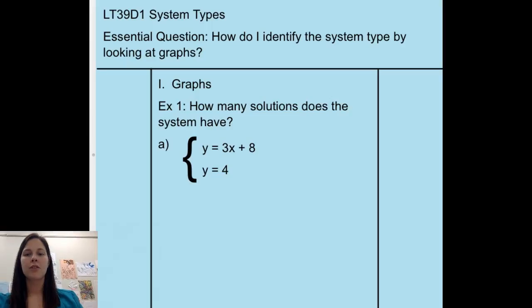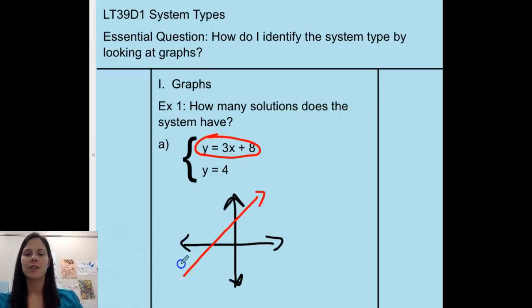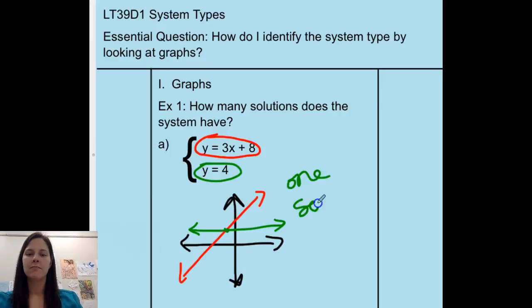What we're going to do for our notes is sketch a little picture of what that looked like. It does not need to be real fancy or accurate. It's just a visual of what a system with one solution looks like. So our first line looked a little something like that. Our second line was horizontal, and they met at one point to give us one solution.